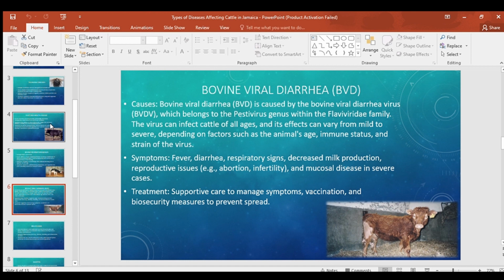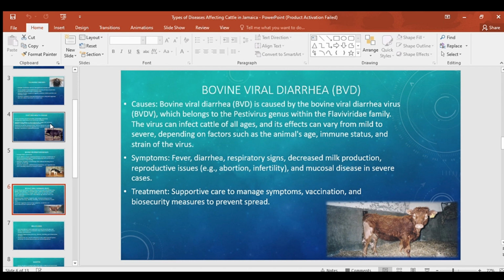Symptoms of this are fever, diarrhea, respiratory signs, decreased milk production, reproductive issues, for example abortion and infertility, and mucosal discharge in severe cases. The treatments are supportive care to manage symptoms, vaccinations, and biosecurity measures to prevent spread.